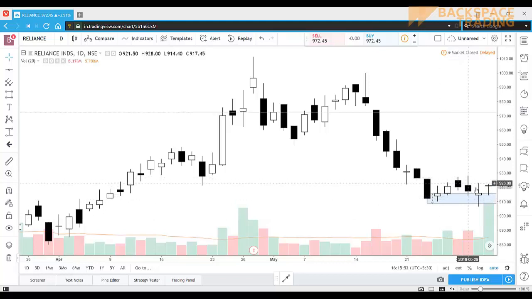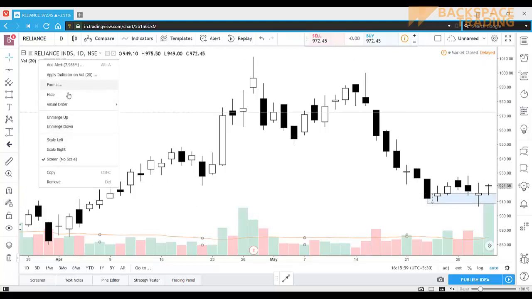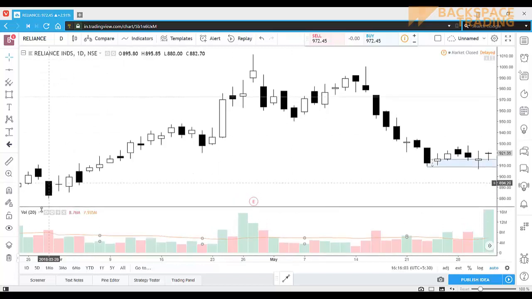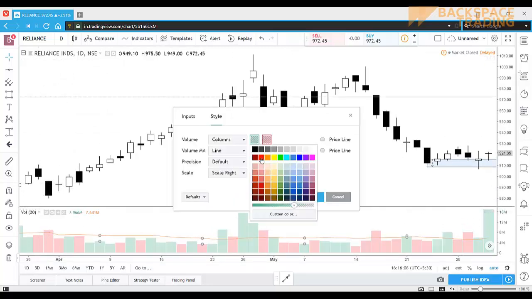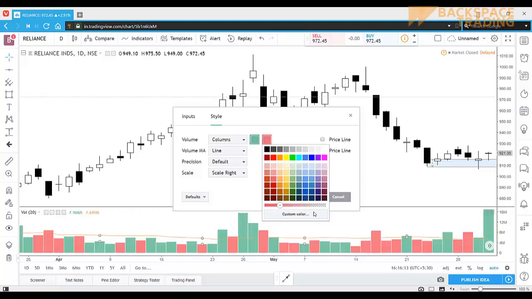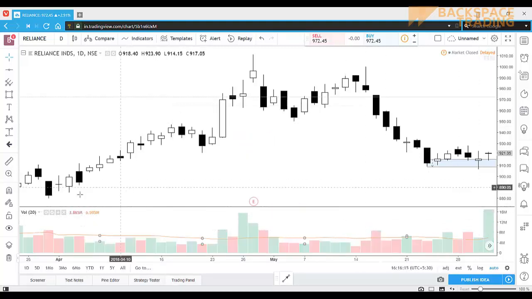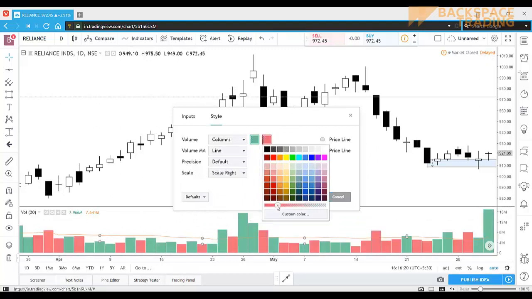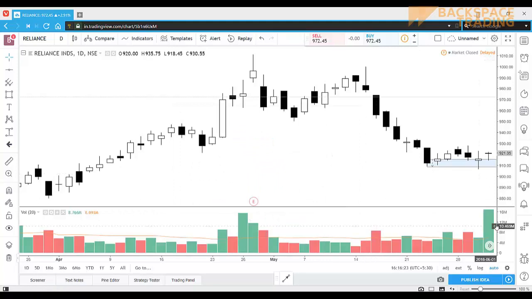It bounced up, came down, pierced, and you see, if I unmerge it, yeah. Oh no, I need to change the color again. Yeah, no, this is indeed a buying volume.